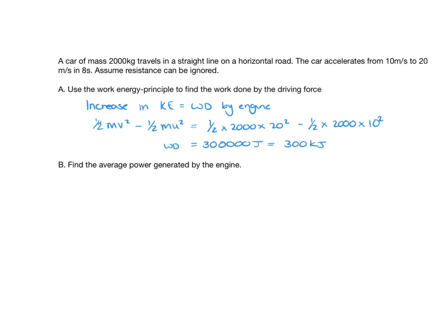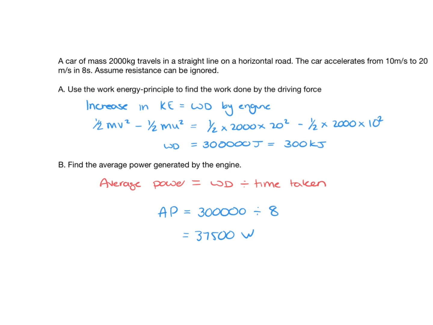Now in part B, we're asked to find the average power generated by the engine. Now to do this, we're going to use the formula average power is equal to work done divided by time taken. So now we can use our value from part A and the 8 seconds that was given to us in the question. So we're going to have that our average power is equal to the 300,000 divided by the 8 seconds. And this is going to give us an answer of 37,500 watts, or we could write this as 37.5 kilowatts.